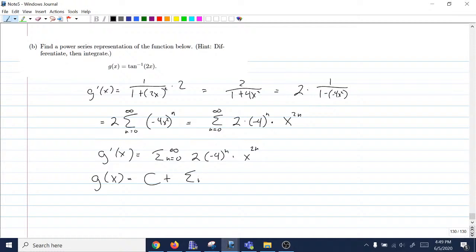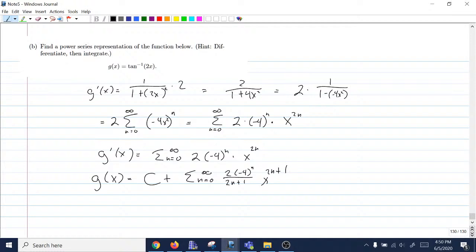It's a constant plus the sum from n equals 0 to infinity. Keep in mind that I'm integrating with respect to x, so this stuff is a constant. It's not constant with respect to the n, so I can't pull it out of that series, but that's not how I'm integrating. I'm integrating with respect to x, and it is constant with respect to that. 2 times negative 4 to the n, I need to divide by the new number, 2n plus 1, x to 1 more than that, x to the 2n plus 1.